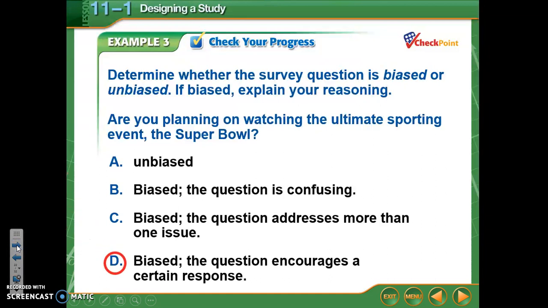This one would be biased, mostly because of this part right here. It says, are you planning on watching the ultimate sporting event? So they're already guiding you towards a certain response by saying, the Super Bowl is the best sporting event. Aren't you going to watch it? Instead of just saying, are you planning on watching the Super Bowl?